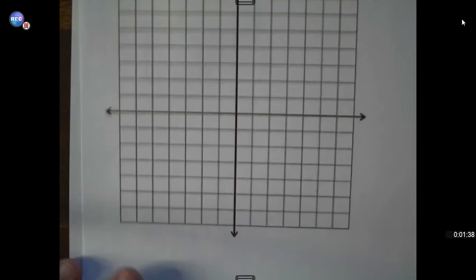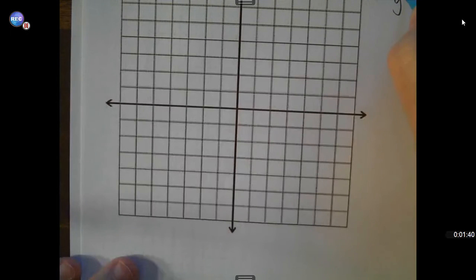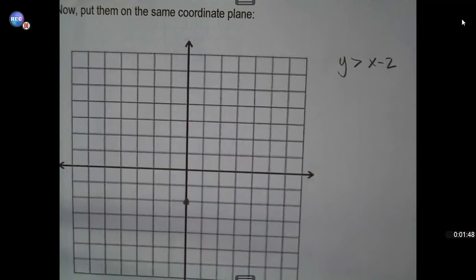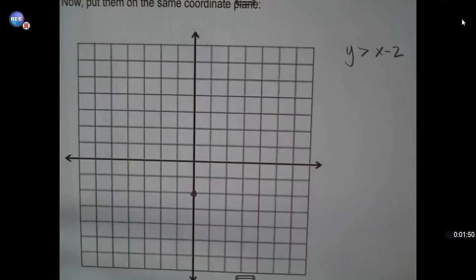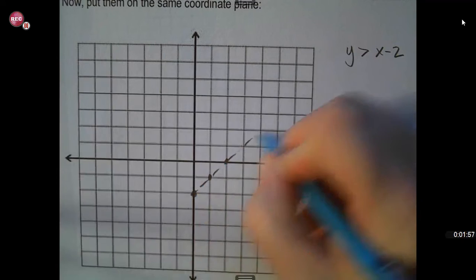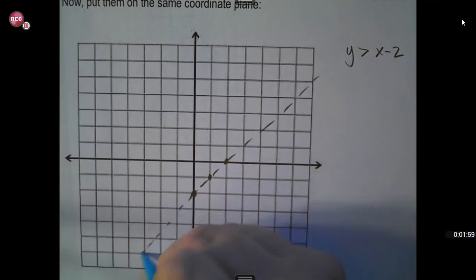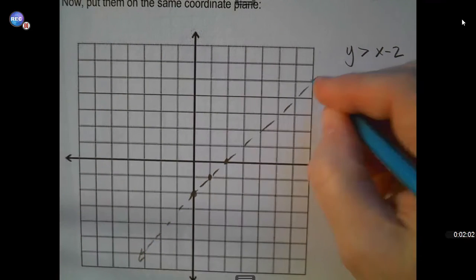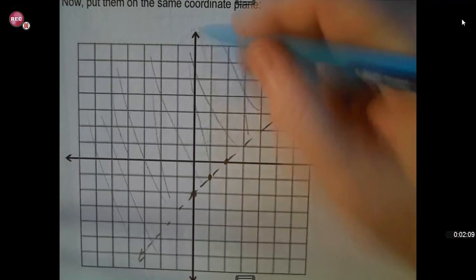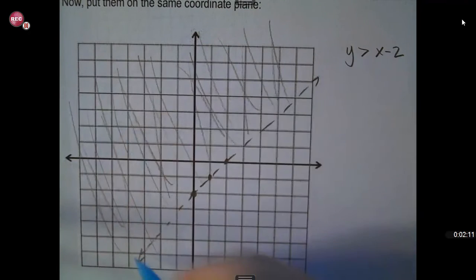So the first one was y is greater than x minus 2. So we started at -2. Let me get that centered for you, sorry. We rose 1, ran 1, rose 1, ran 1, and we put a dotted line. Okay, and we shaded this way. I'm just going to real lightly shade that way.